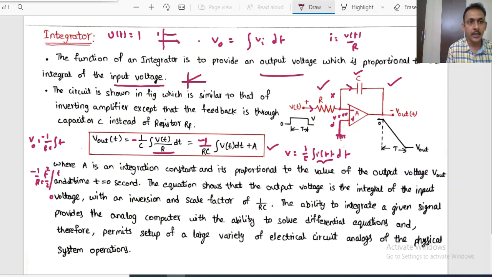So what I want to say is, in an integrator circuit, the output will be proportional to the integral of the input. Depending upon the input type, whether v of t equals 1, or v of t equals t, or v of t equals e power at, based on that the output will be decided, right?